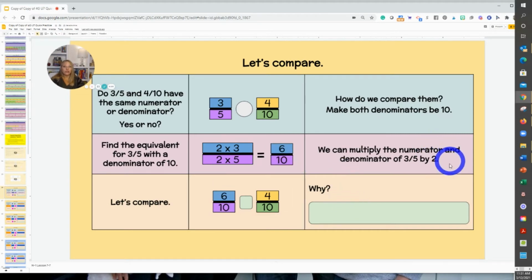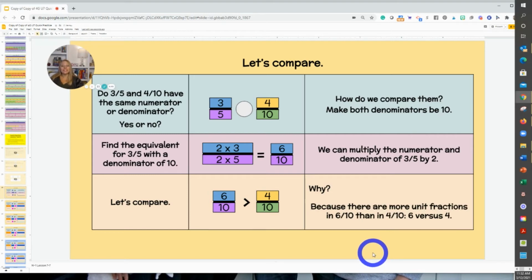We can multiply the numerator and the denominator of 3/5 by 2. Let's compare then. 6/10 compared to 4/10, class, greater than. 6/10 is greater than 4/10. Why? Because there's more pieces, more of the same size piece. So for this middle part, you decide how you want to say that, right? So find the equivalent for 3/5 with a denominator of 10.